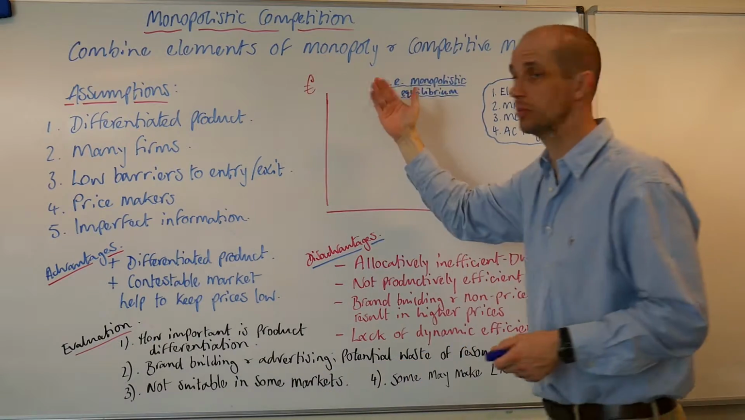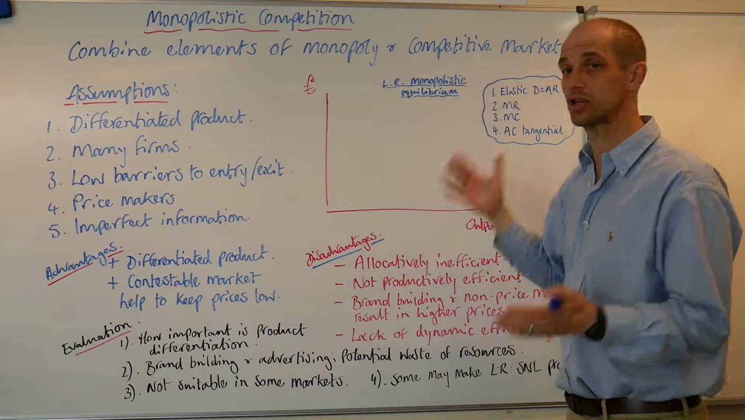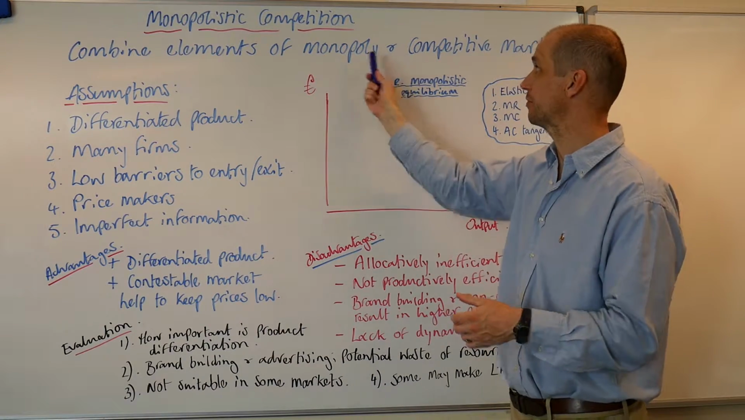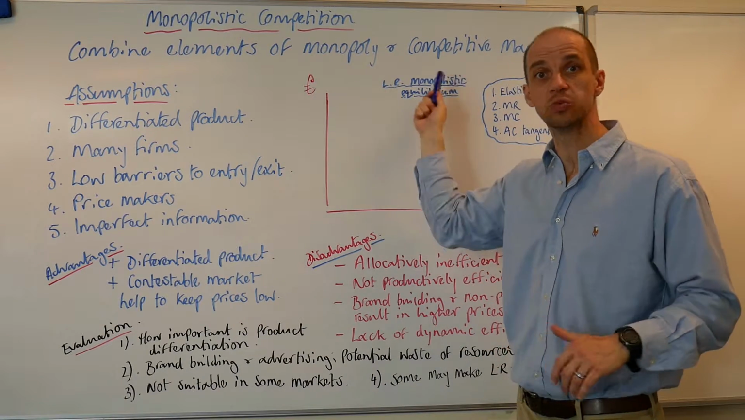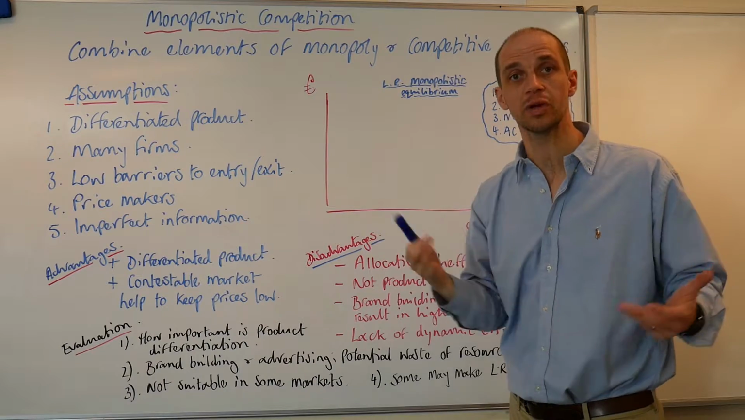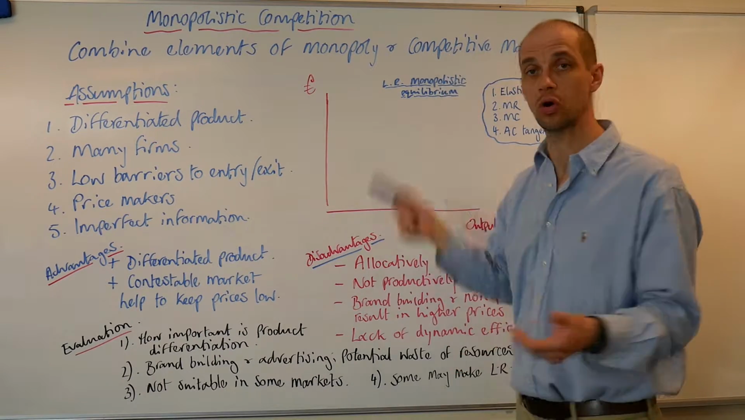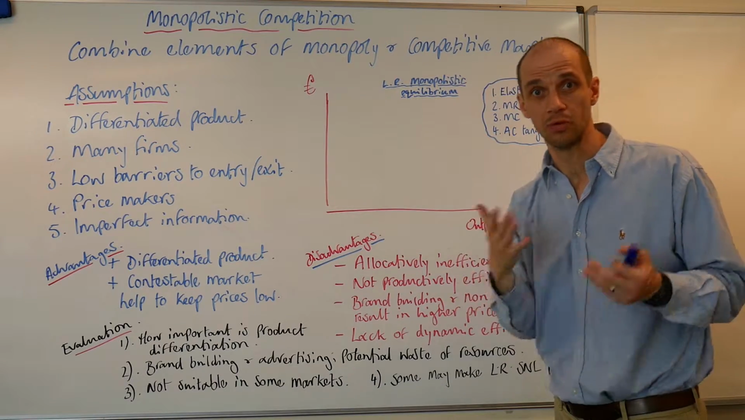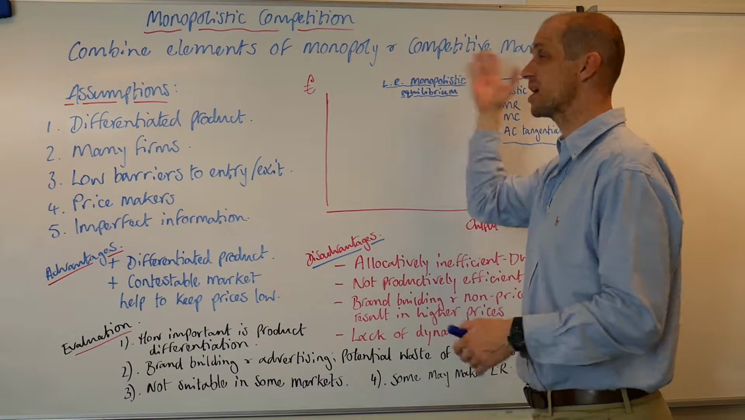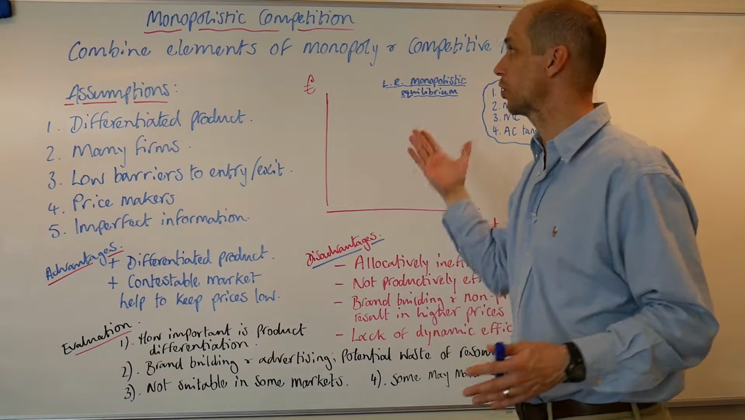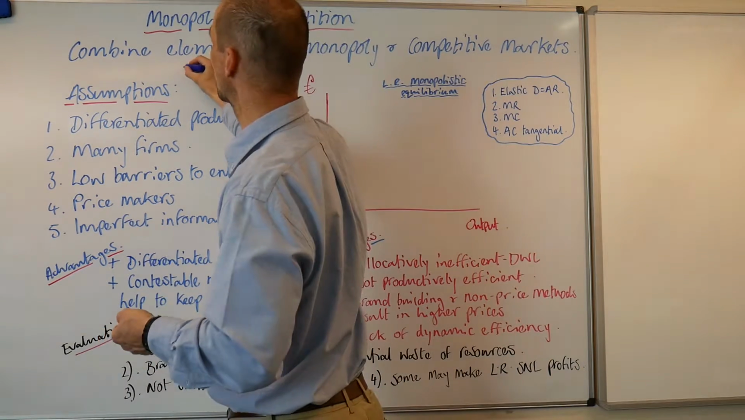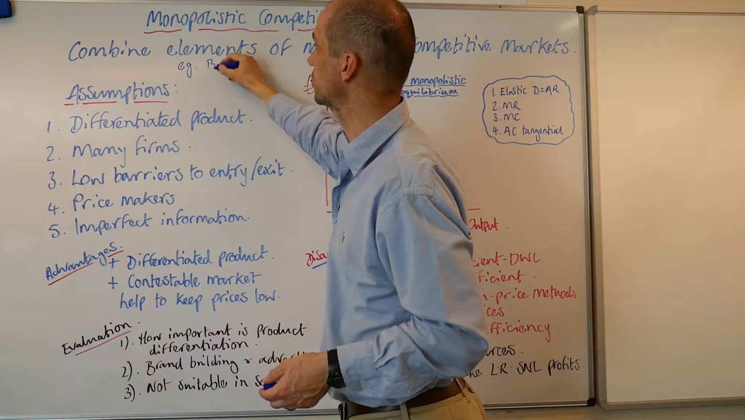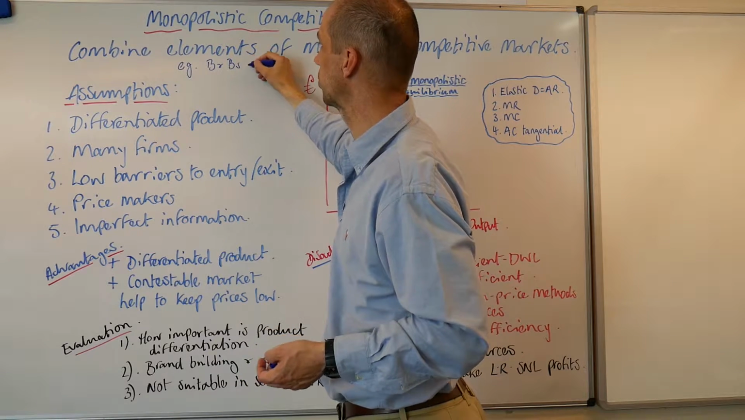Firstly, it combines elements of monopoly and competitive markets. Now, this means that you have a differentiated product as well as freedom of entry and exit to the actual marketplace. So the barriers to entry are not likely to be as low as in perfect competition, but they are likely to be low.